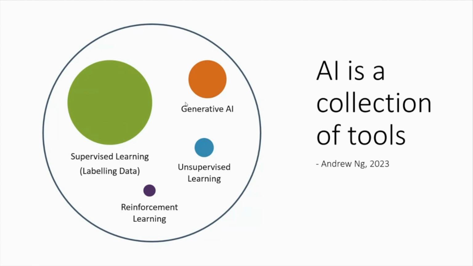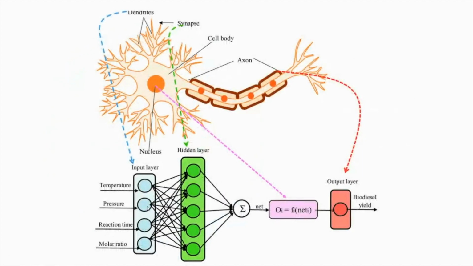So in the markets, the size represents the value of the AI algorithm now. We have four major algorithms or machine learning methods that are very famous. One is supervised learning, second is unsupervised learning, the third is generative AI, and the fourth is reinforcement learning. I will be explaining a bit on each of the algorithms.